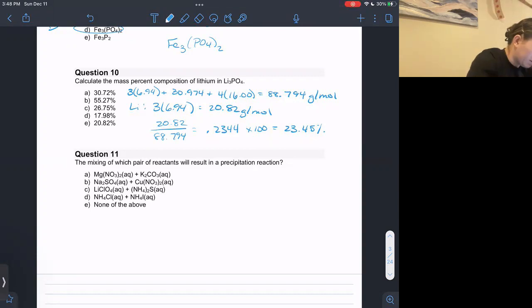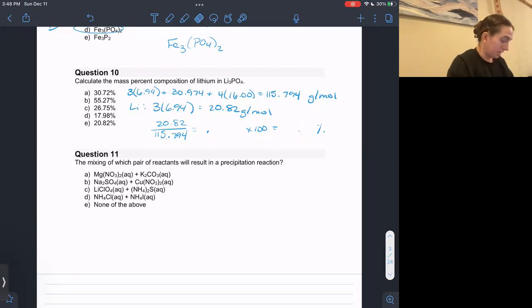Oh, yeah, I totally missed something. Okay, so this is 115.794 grams per mole. Okay, so now I can take 20 and divide it by 115. So then this would not be 23. Still need to multiply by 100, so I'll take 20.82 divided by this answer. Okay, and this is about 0.1798, times 100 would be 17.98. Okay, and that's D. Now I got an answer. Okay, I feel good about that one now.